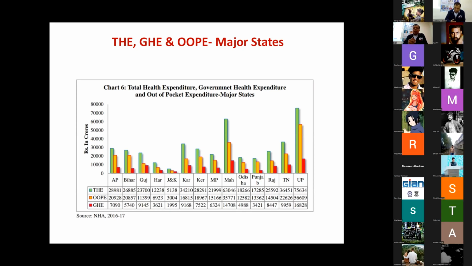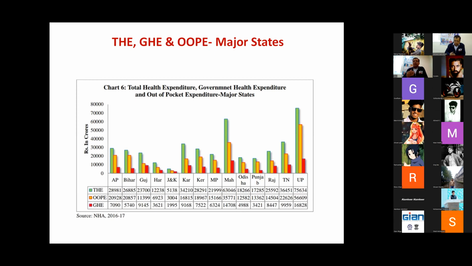And along with that, we also need to understand what proportion of the money is spent by individuals themselves. That is the out-of-pocket expenditure. And then what is the ratio between the government expenditure and out-of-pocket expenditure? So this is a very important slide in this context.